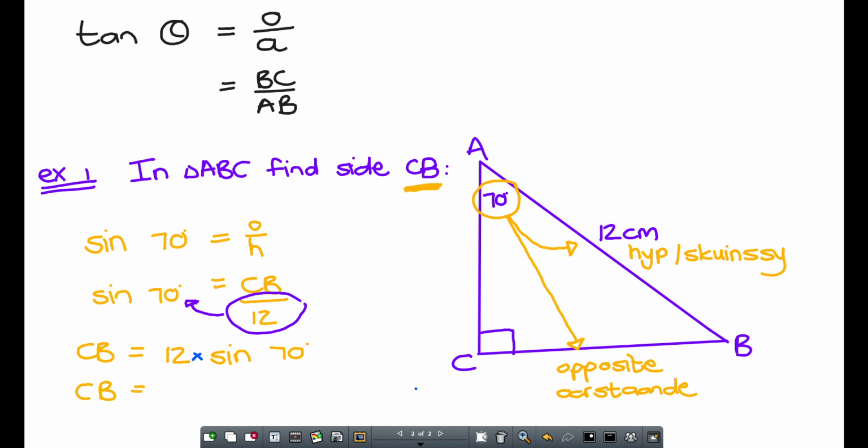Daar sê. And now usually in your exam paper, it's going to say round off to 1 or to 2 decimals. So kom ons rondom gou af tot 1 desimaal, dan gaan hy wees 11,3 centimeter. Is julle by met dit? Het jy jou sin kos dan? You guys fine with that? Goed, kan ons gou nog eenetjie probeer?